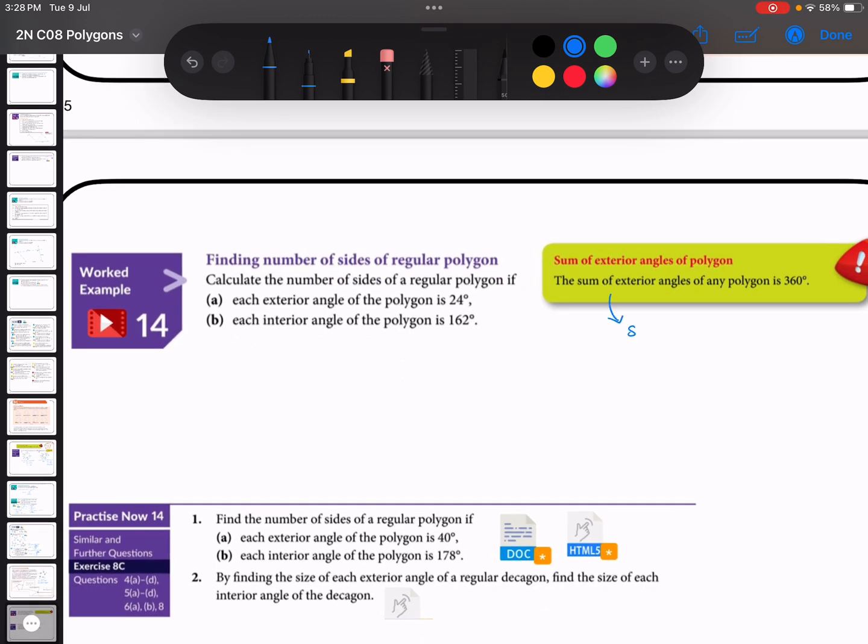Here, sum of exterior angles, 360. Always 360. This is a regular polygon. That means all sides equal, all angles are equal. Each exterior angle is 24. So the number of sides, equal number of interior angles and equal exterior angles. Every single thing is equal.